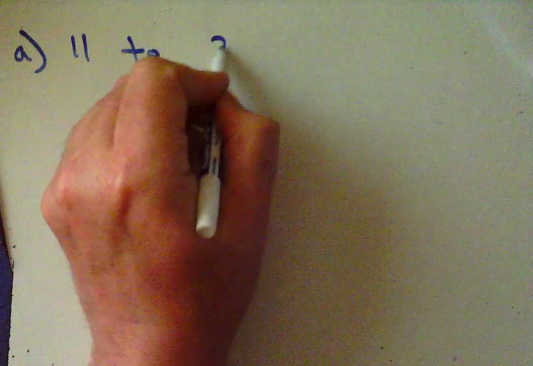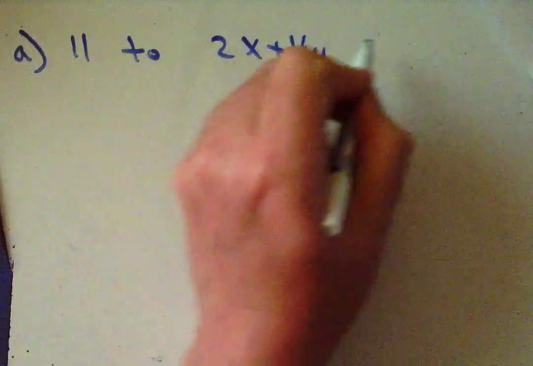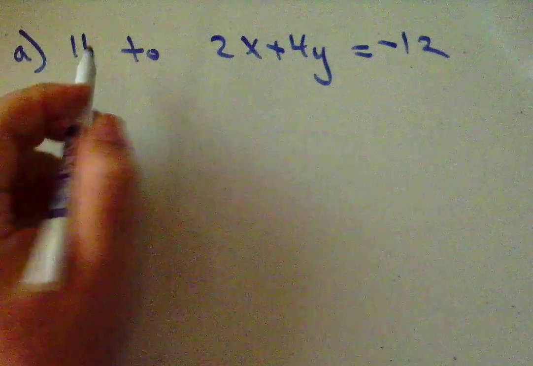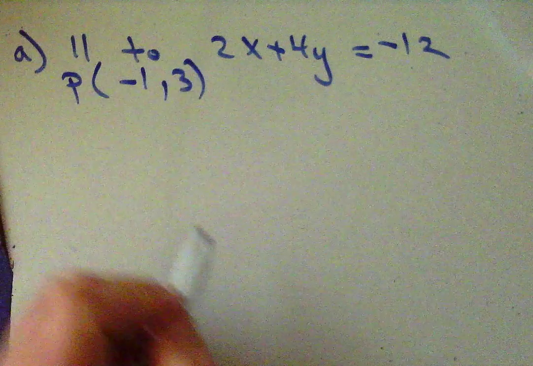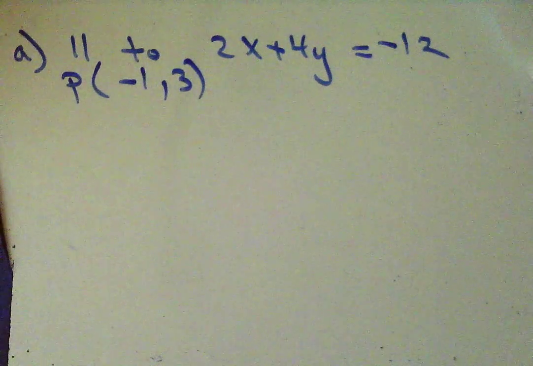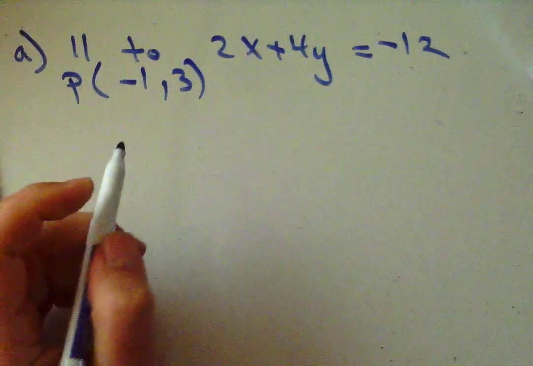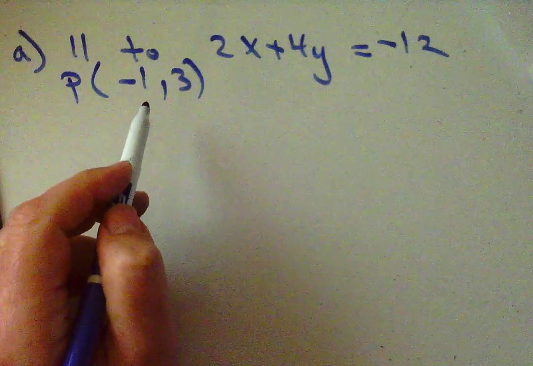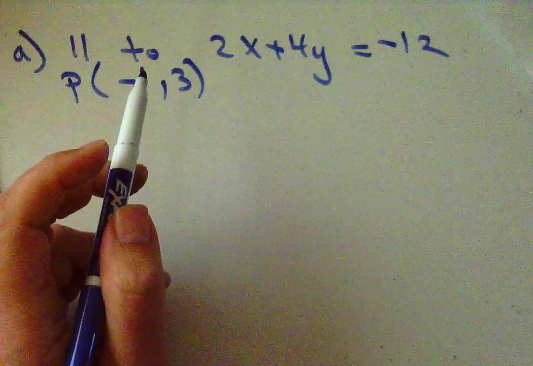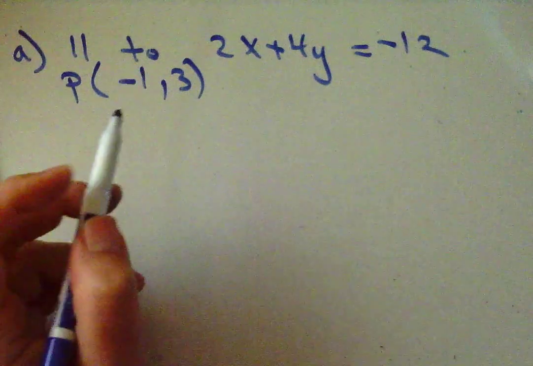Let's see you write the equation of the line parallel to this one. So first we want parallel to 2x plus 4y equals negative 12, passing through the point negative 1, 3. Okay? Why don't you pause the video, write me the equation of the line that's parallel to this one that passes through this point. Come back when you're done and want to check your answer or if you get stuck.